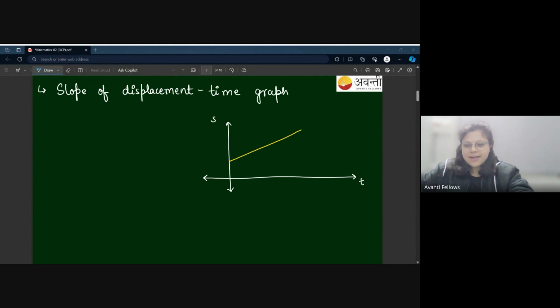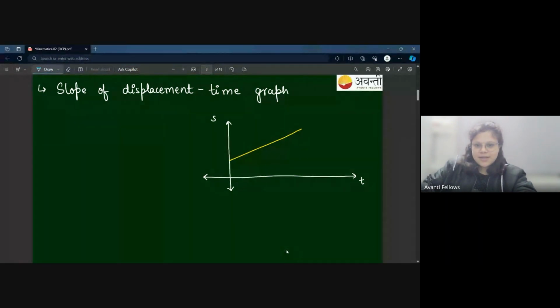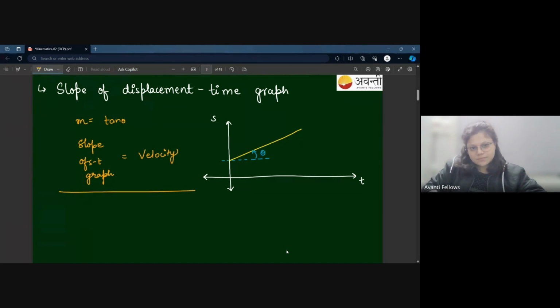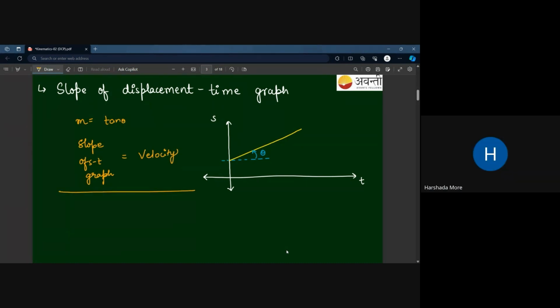Very good. Very nice. And I also told you that always measure the theta from the positive x-axis, right? So slope can be written as m equals tan theta. And when it comes to displacement versus time, then the slope of this graph is equal to velocity. Okay? Is it fine? Yes, ma'am.